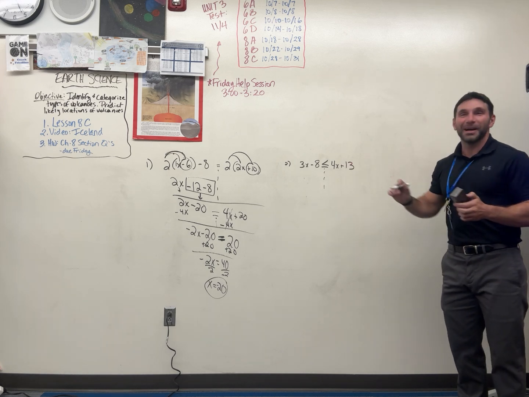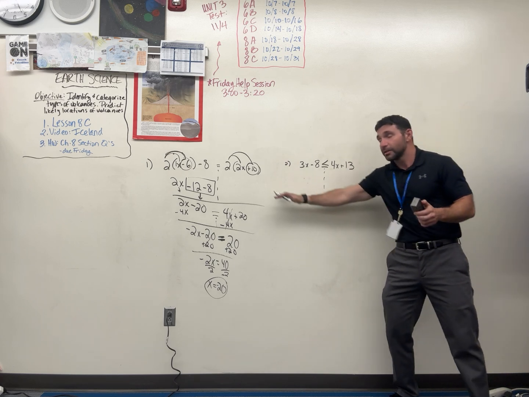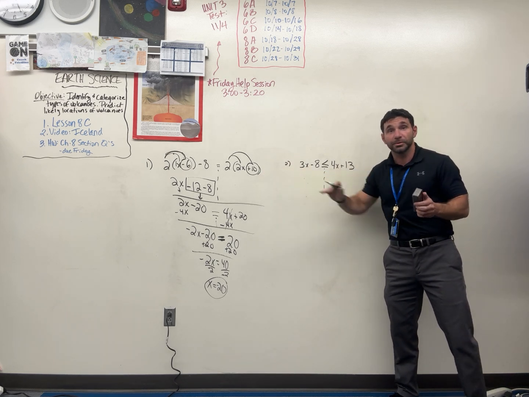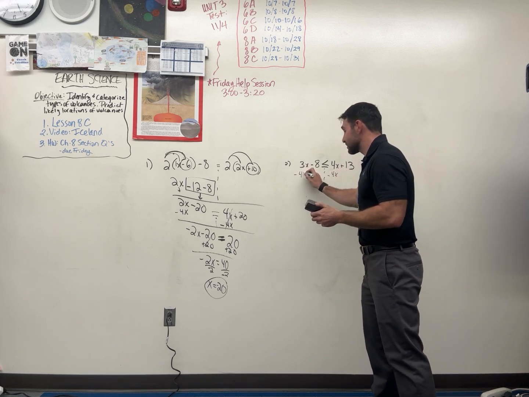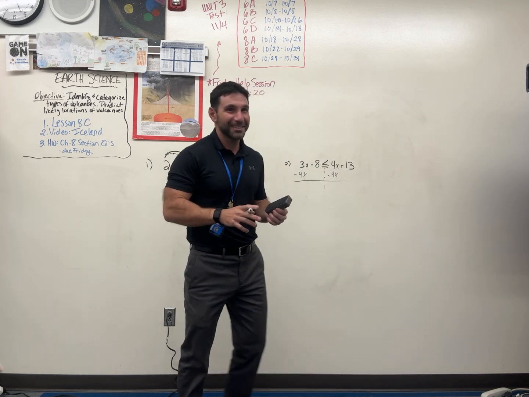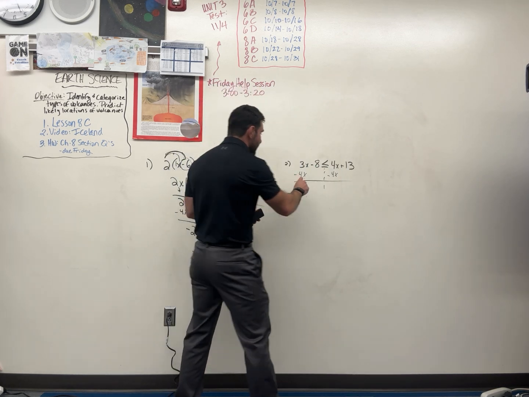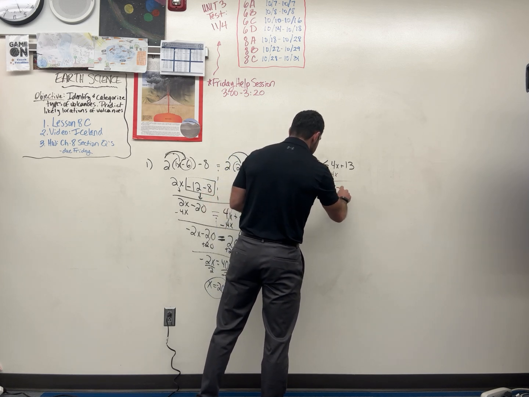Okay, so balance point. In inequalities, we are moving the variables from the right to the left. We want the variables on the left-hand side. I subtract 4x from both sides. So 3x minus 4x is negative 1x, minus 8 is less than or equal to 13.